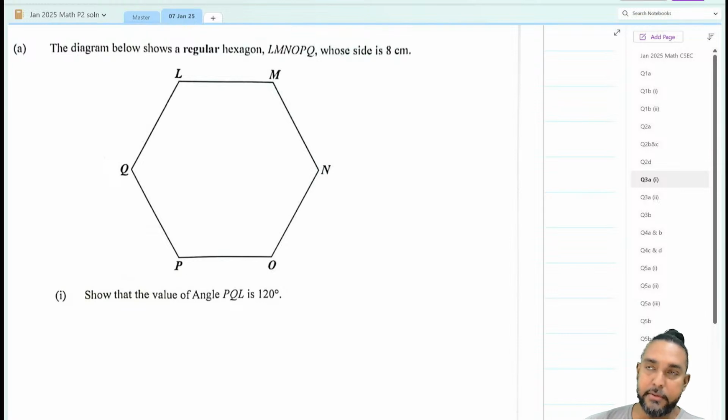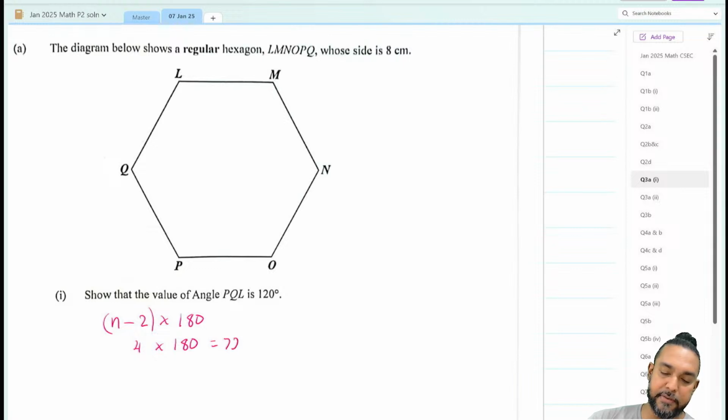Now, there's a formula to get the sum of all the interior angles of any straight-edge polygon. So the total number of degrees is equal to n minus 2, then multiplied by 180, where n is the number of sides. So here we have a hexagon which has 6 sides. So 6 minus 2 is 4. 4 times 180 is equal to 720. And there are 6 angles, right? Because there are six edges.